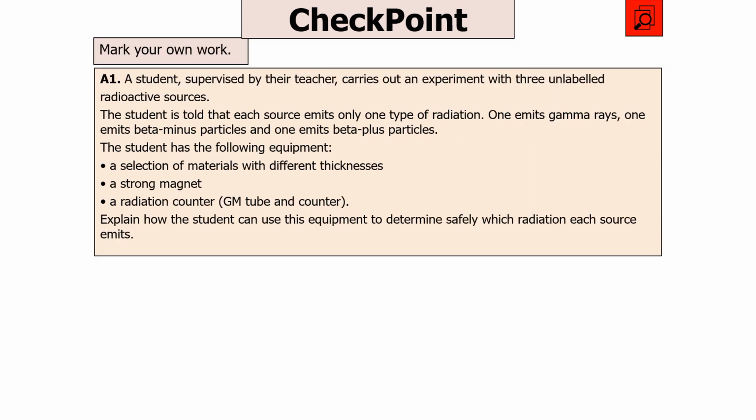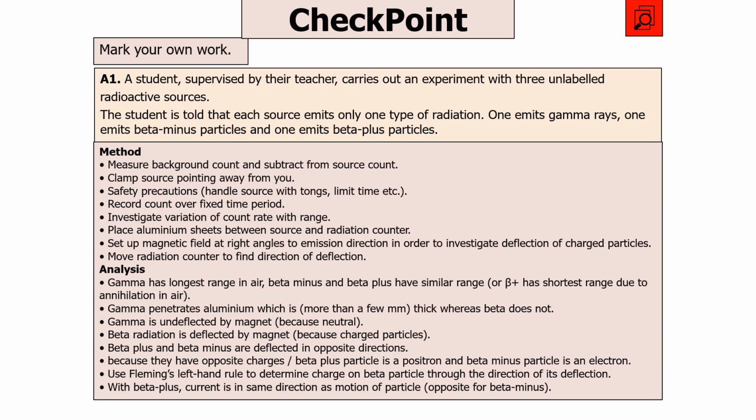Right, so what method would you use? You'd measure the background count and subtract it from your source count, very important in any radioactive experiment. You'd clamp the source pointing away from you. You'd have safety precautions, like handling the source with tongs and limiting the time of exposure. You'd record the count over a fixed period and then investigate how the count rate varies with the range.